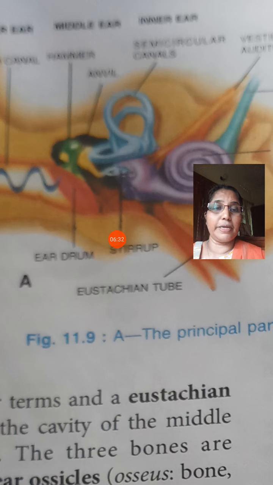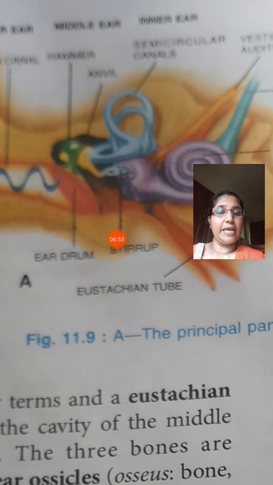Suddenly the air pressure may decrease when the flight takes off. At that time, at the eardrum we may feel difficulty because the pressure of the air may vary. At that time, if we yawn or open our mouth, the pressure on either side can be kept the same with the help of this eustachian tube.